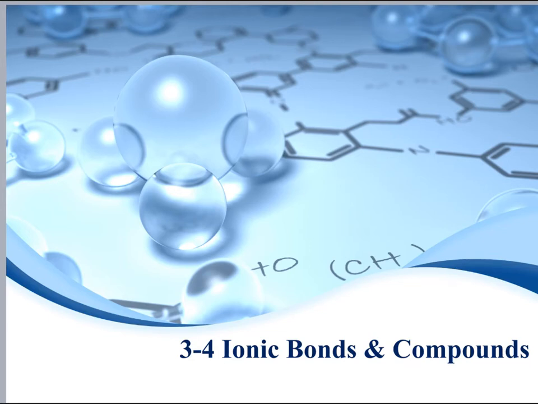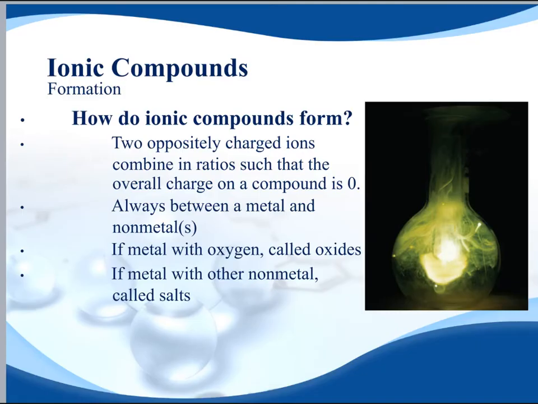Today's lesson is on ionic bonds and compounds. So, how do ionic compounds form? We've talked about elements. We've talked about how elements can form charges in the form of ions. Well, ionic compounds, right, these are compounds that are made from ions. It's just simply the adjective of the noun there, right? So these are coming from ions. So how does it form?